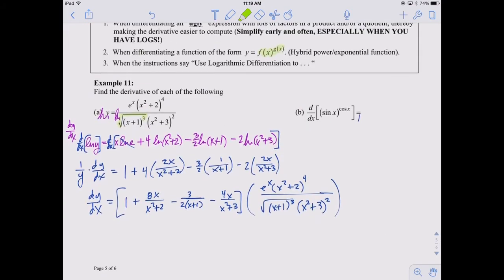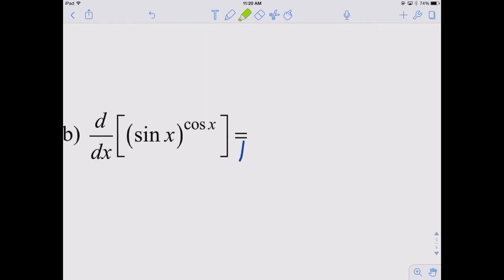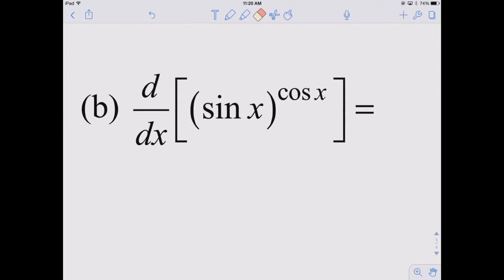All right, let's go ahead and look at example B. Notice it's the verb format. It's not the noun format. It says take the derivative with respect to x of sine of x raised to the cosine of x power. Is that going to be a sine rule? Is it going to be a cosine rule? Is it going to be an exponential rule?